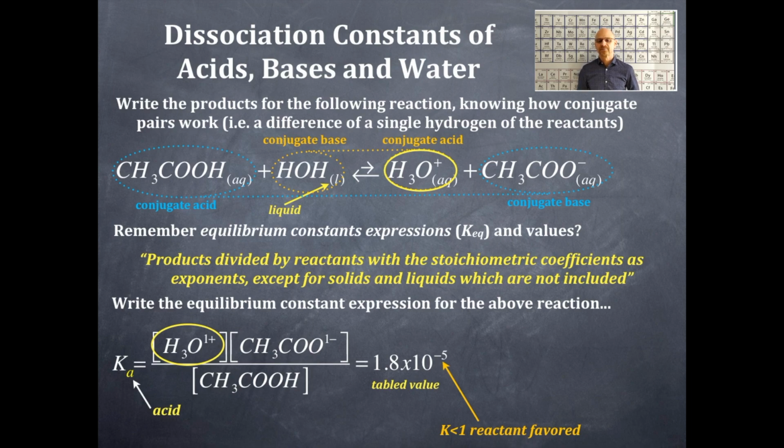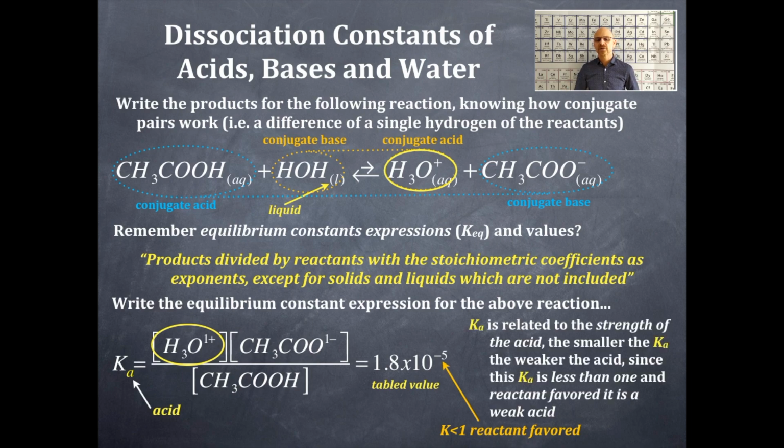is less than 1. Okay, so the Ka is related to the strength of the acid. The smaller the Ka, the weaker the acid. Since this Ka is less than 1, it is reactant favored and it is a weak acid. Notice that all the strong acids that we delineated before had Ka values that were greater than 1. They had positive exponents, and that's why they were strong, because they dissociated 100%, whereas acetic acid here, or vinegar, will dissociate less than 100%. That's why the equilibrium lies far to the reactant side to the left. Okay, hopefully that makes sense for you.